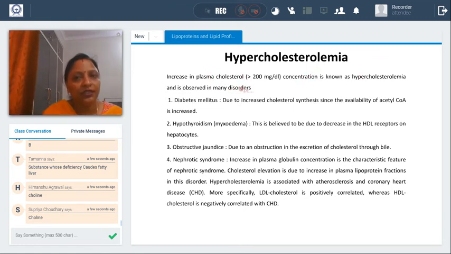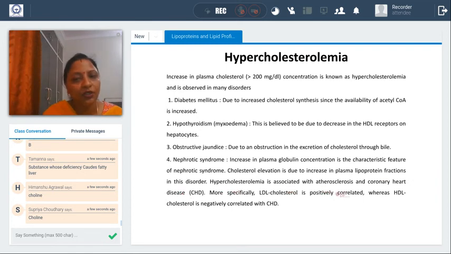Increase in plasma cholesterol concentration is known as hypercholesterolemia and is observed mainly in disorders like diabetes mellitus, due to increased cholesterol synthesis since the availability of acetyl coenzyme A is increased; in hypothyroidism, myxedema, obstructive jaundice, and nephrotic syndrome. Increase in plasma globulin concentration is the characteristic feature of nephrotic syndromes, and the cholesterol elevation is due to increase in plasma lipoprotein fractions in this disorder.